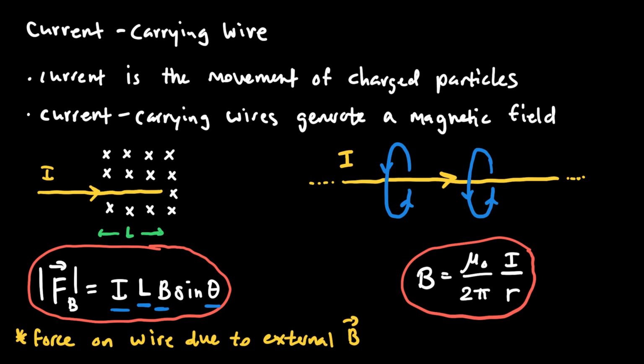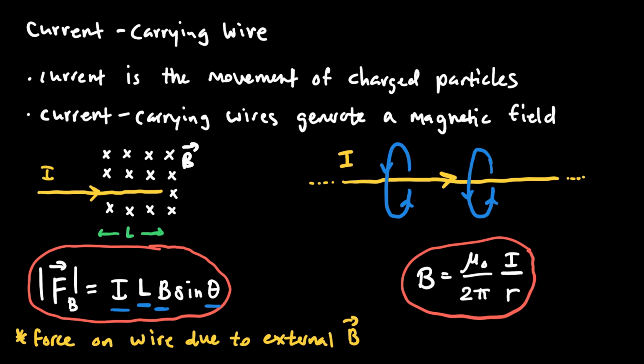Here the wire is pointing to the left and to the right, and the magnetic field is pointing into the screen, and for that reason they're perpendicular. So just like before, the sine of 90 degrees equals 1, and we can just use the equation ILB. Importantly, I want you to appreciate that this is the force that is exerted on that wire due to the external magnetic field that I've drawn with the white X's.